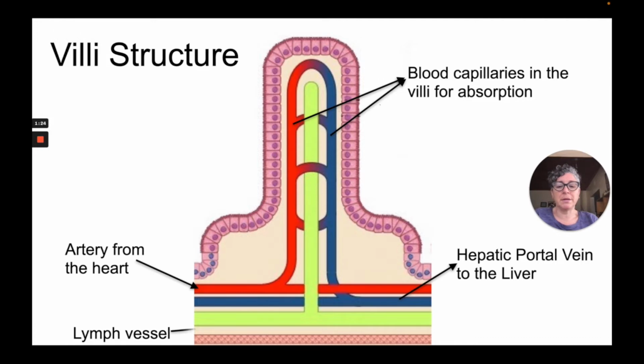We also have a lymph vessel that is going to lead to the lacteal in the villi, which also is going to be for absorption. This will circulate through the lymphatic system, and we'll talk about what happens there as well.